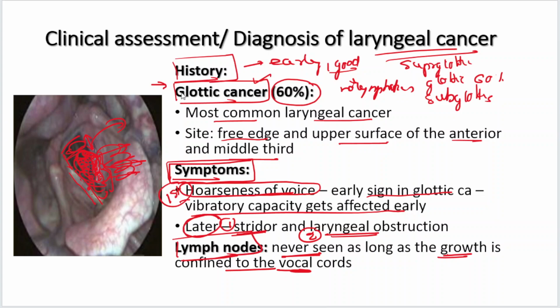As the carcinoma growth starts increasing in size, you may find stridor, laryngeal obstruction, and breathlessness. Another point: glottic carcinoma is 60% of the cases of laryngeal carcinoma, the most common type. The site of origin of this glottic carcinoma is the free edge of the vocal cord and the upper surface of the vocal cord, of the membranous part, anterior and middle third.